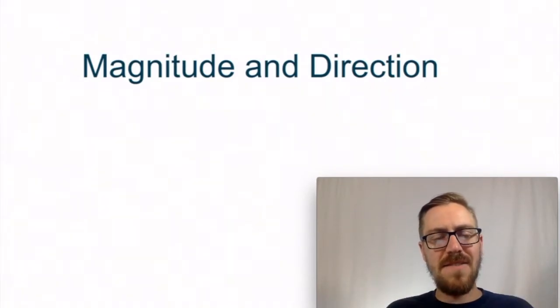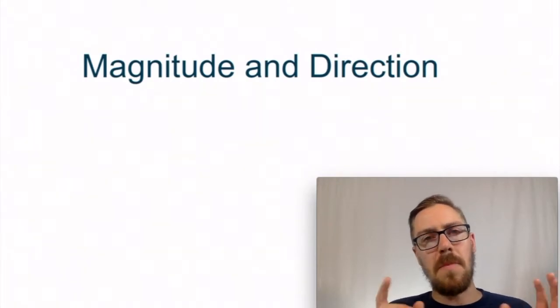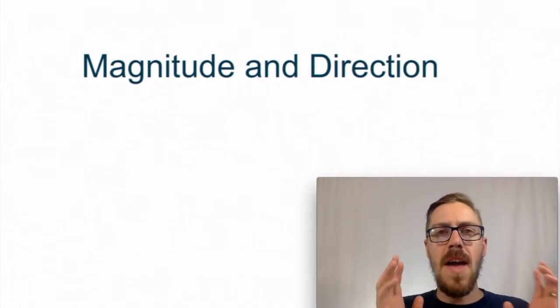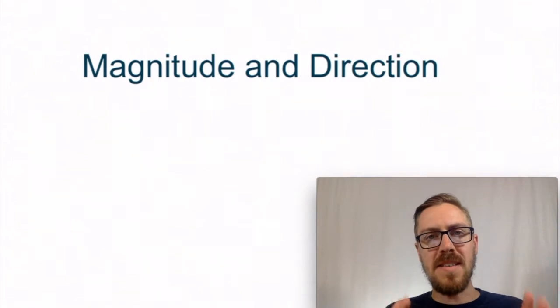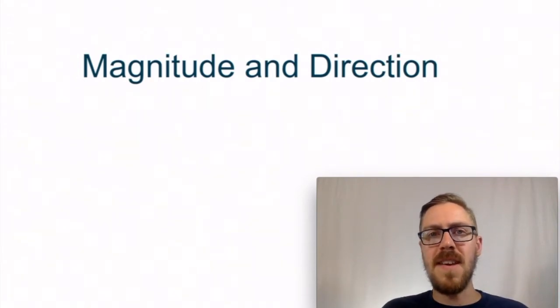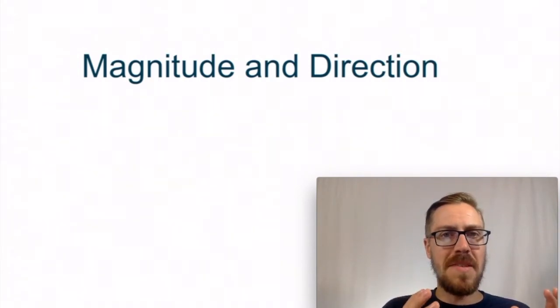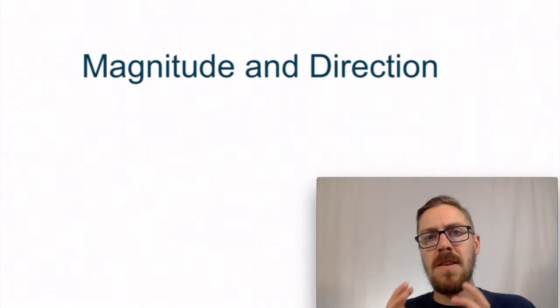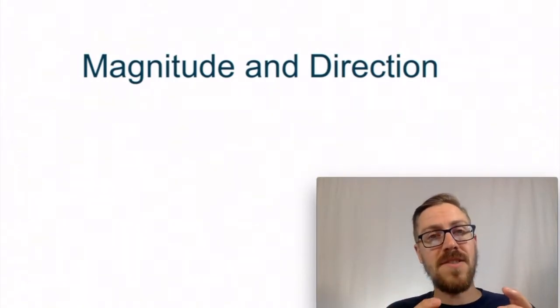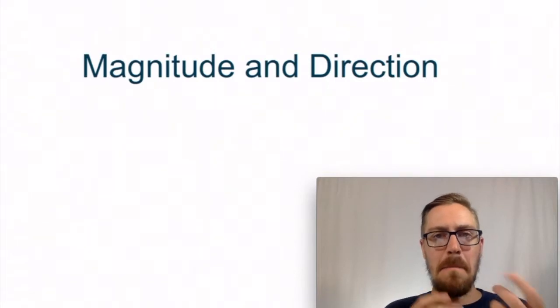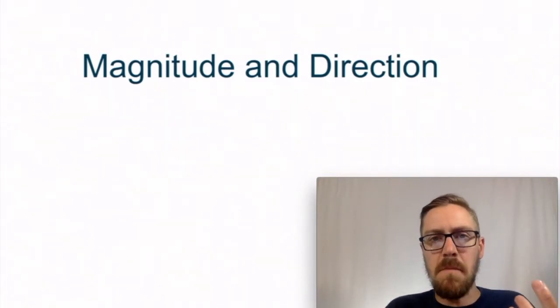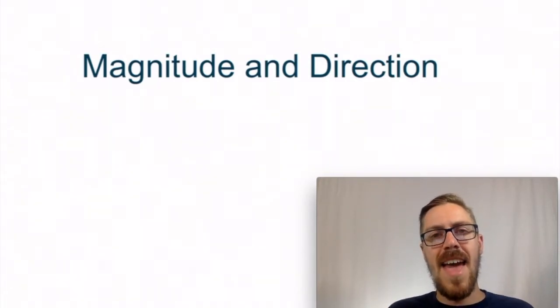Now, vectors might seem like a confusing idea. It might be a new word for you, but I promise this will be a quick video. It's pretty easy. Basically, there's two kinds of numbers: vector measurements and scalar measurements. Vector measurements have a magnitude, which is just a number or a strength, and a direction.